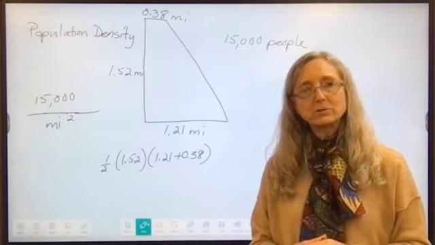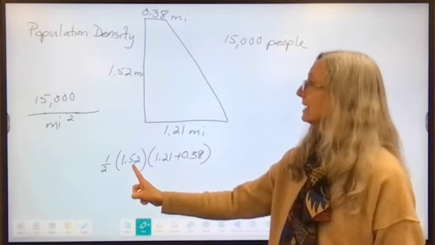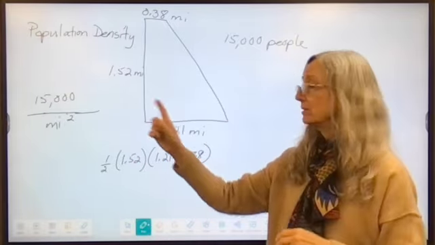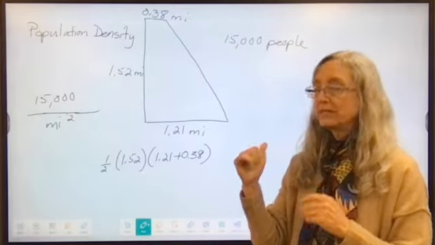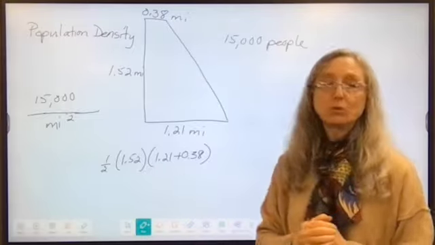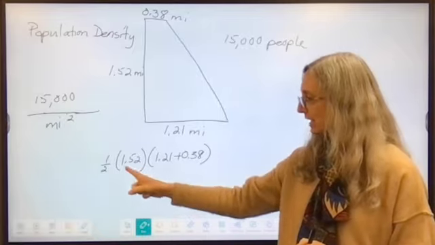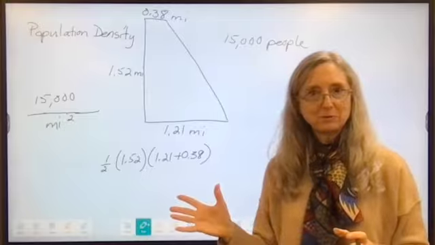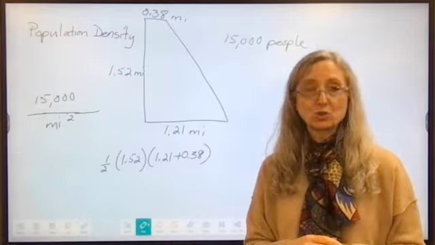So here's all our numbers for finding the area of the trapezoid. Remember, it's 1/2 times the height, which is the distance between my two parallel sides. That's 1.52 times the two bases added together. One is 1.21, the other is 0.38. Add those together first, and then multiply times 0.5 and times 1.52. Use your calculator and see what the area is in square miles.